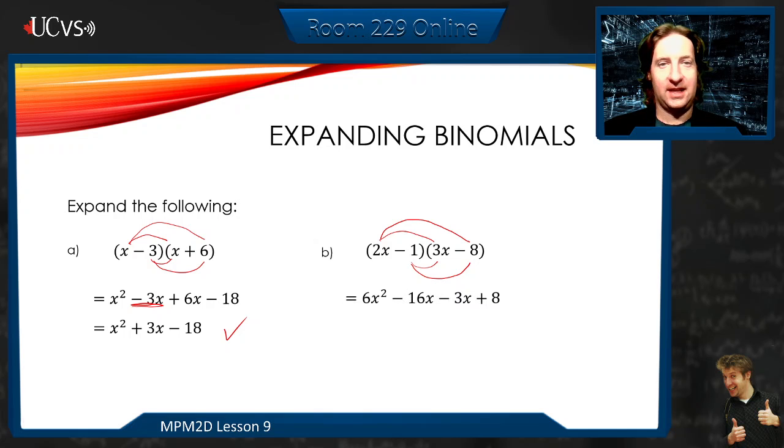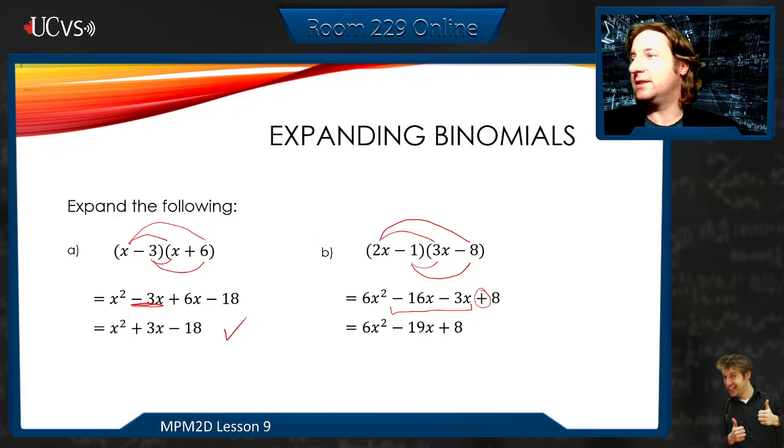We're going to have 6x squared from the 2x times 3x. 2x multiplied by negative 8 is going to give us negative 16x. Negative 1 times 3x is going to give us negative 3x. And negative 1 times negative 8 is going to give us positive 8. And then we just have to add these two together, and we end up with negative 19x. Okay? And that's our final answer.